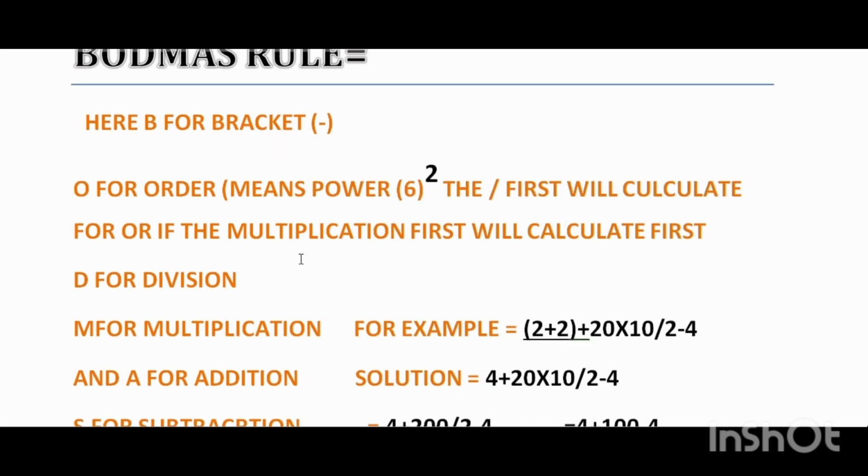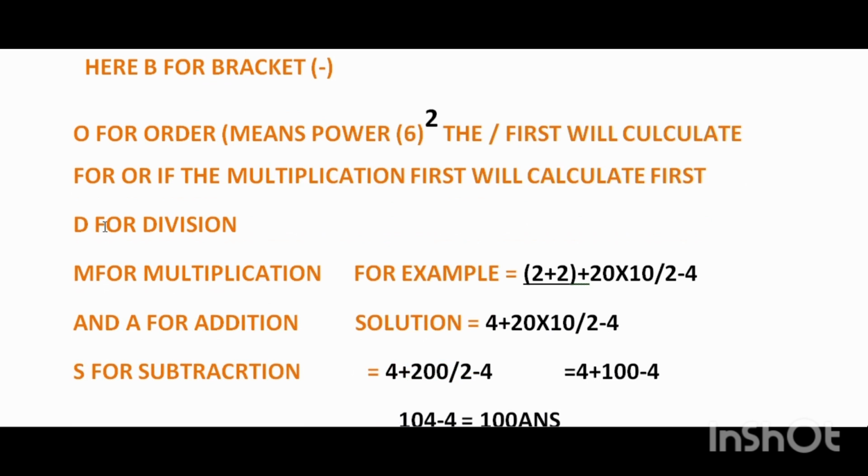Here we know from the example: M is for multiplication, D for division, A for addition, and S for subtraction. Let's see in the example. The example is 2 plus 2 in brackets, plus 2 multiplied by 20 multiplied by 10 divided by 2 minus 4.